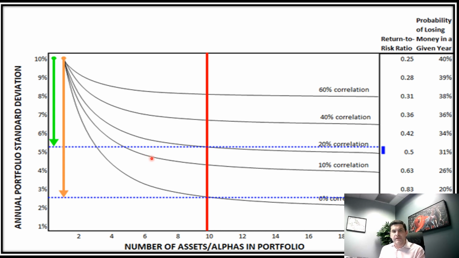Now remember, each one of these asset classes standing alone has a standard deviation of 10, which is going to allow for upside when that asset class is performing. But most importantly, by having 6 asset classes with a 10% correlation, we're reducing our risk of losing money to about 28-29% per year, down from 40% with one alpha in the portfolio with a 10% standard deviation.